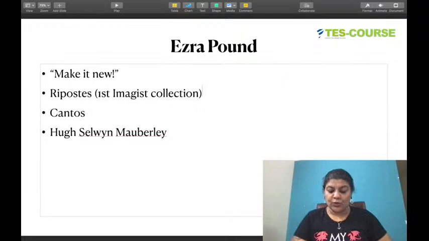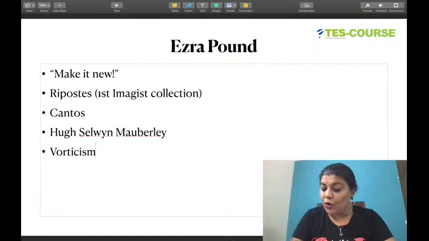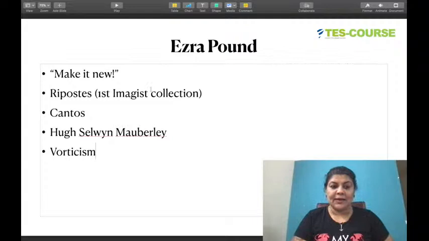Then he wrote Cantos. Hugh Selwyn Mauberley. He was associated with starting Vorticism. Will you remember all this, guys? And he was caged during the Second World War because he supported Italy. He was put in a cage during the Second World War. Did you understand? Wow, that was Ezra Pound.